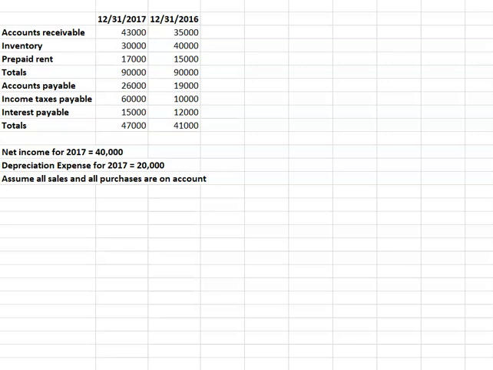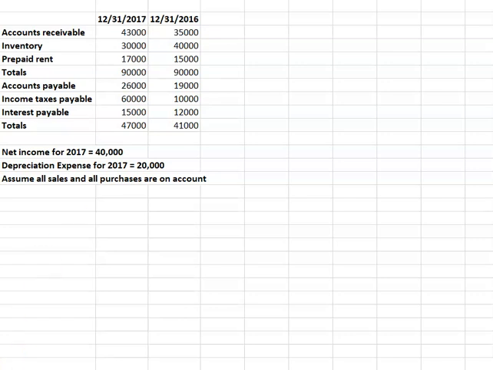This is problem 4 from the chapter 12 problem set. I'll be going over the solution for it. So to begin, the problem is that we're given the following account balances for non-cash current assets and current liabilities of the Suffolk Company. So we have it from December 31st, 2017, December 31st, 2016, as well as the following information: the net income for 2017 was $40,000. Depreciation expense for 2017 was $20,000. Now we're to assume that all sales and all purchases are on account.